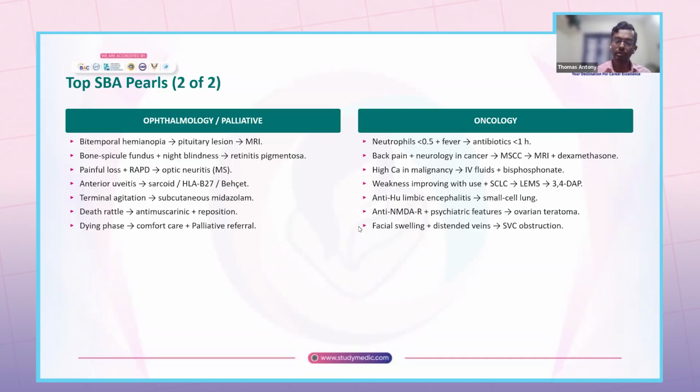Facial swelling with distended veins, we have SVC obstruction. So this is again, like I said before, a medical emergency, an oncological emergency in fact. The patient presents with sudden onset breathlessness, chest pain, facial swelling, distended veins because of SVC obstruction. So the treatment would be chemotherapy and dexamethasone.